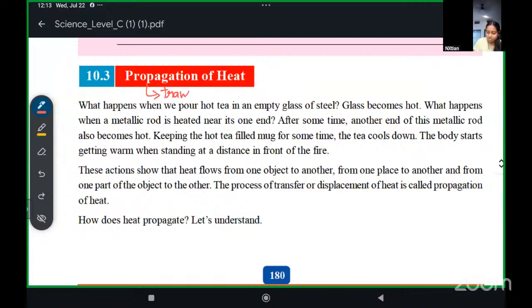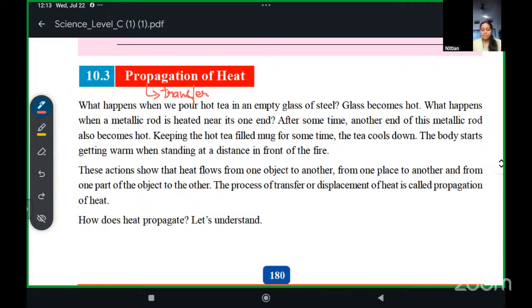Transfer, or you can say movement. Okay, transfer. Transfer means what? When something goes from one place to another, that means transfer. Okay, so transfer or movement of heat.